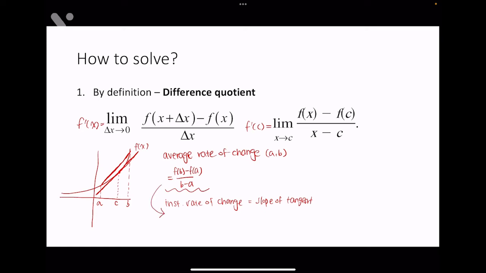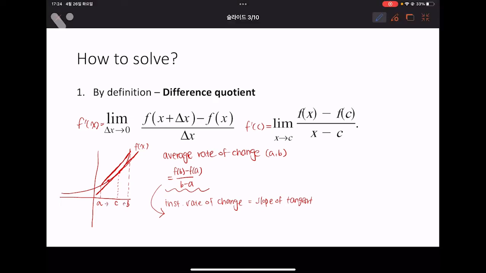Let's look at this graph again. Let's say that B gets smaller and A gets larger. So let's say this point is A and this point is B. Then the average rate would be the slope of this line. If they become closer, so A is here and B is here, the average rate of change would be the slope of this line.